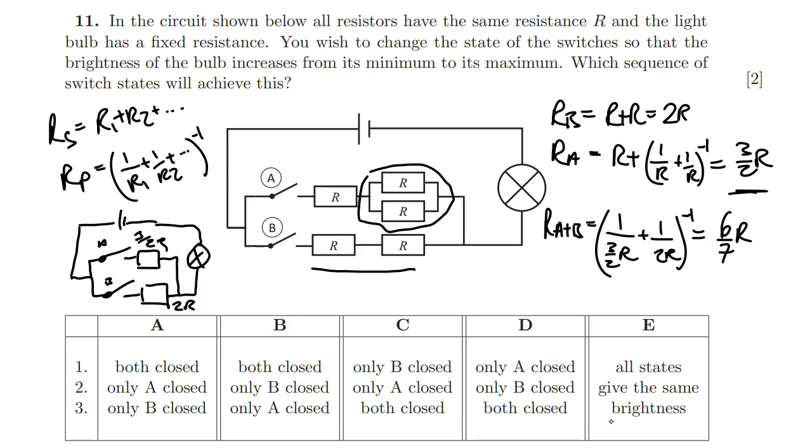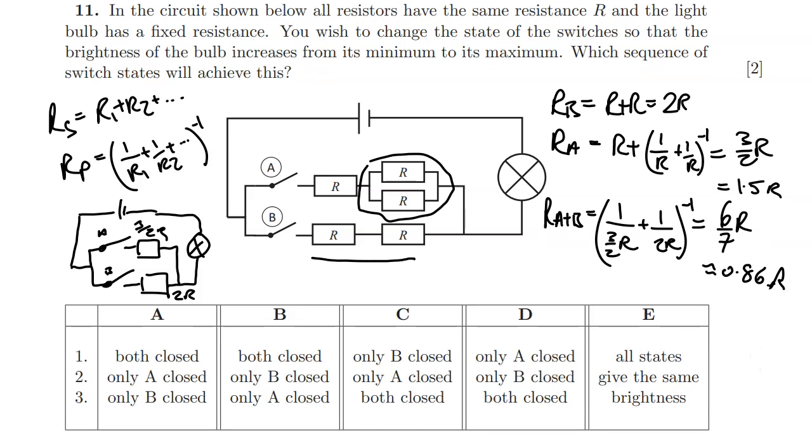Now, just so that we can compare these fractions, I will write out what they are. So 3 over 2 is 1.5, and then 6 over 7 is roughly 0.86, or at least it is to two significant figures.